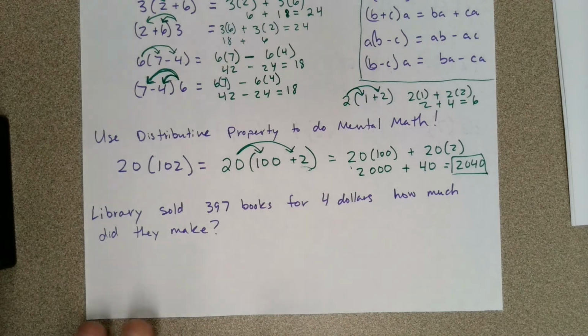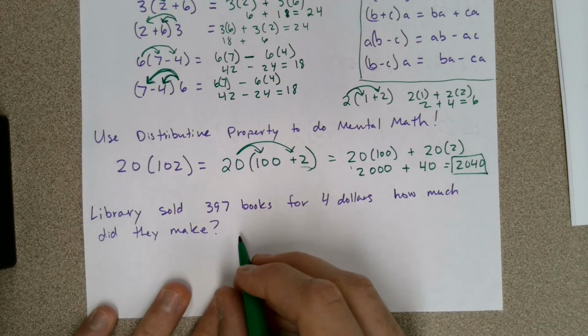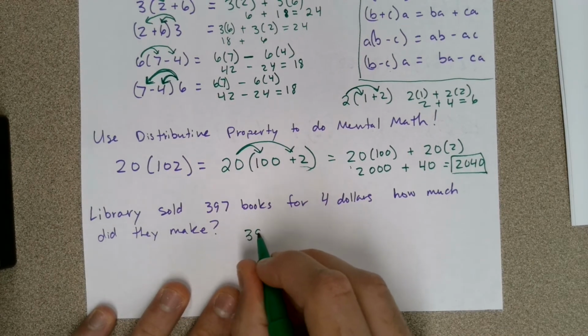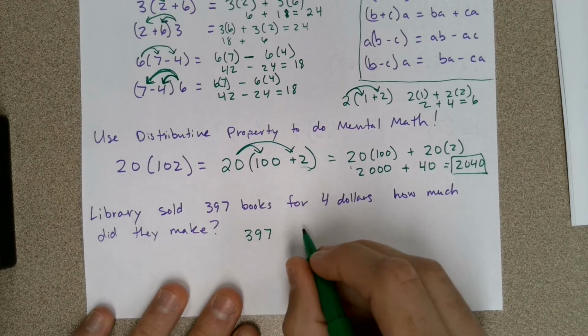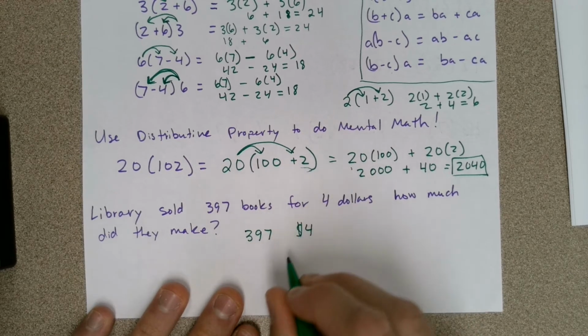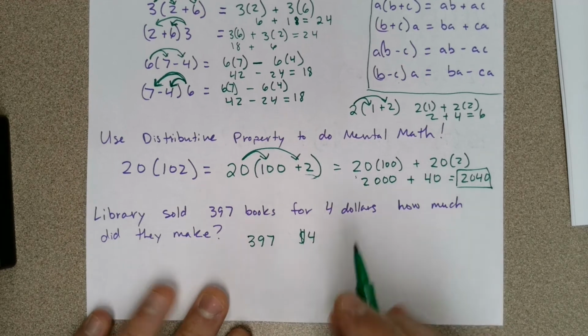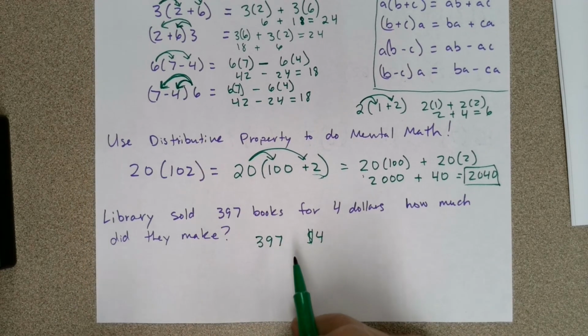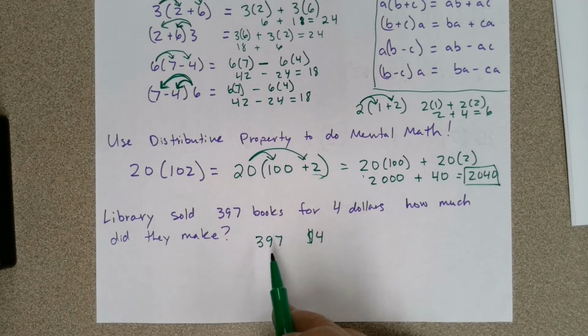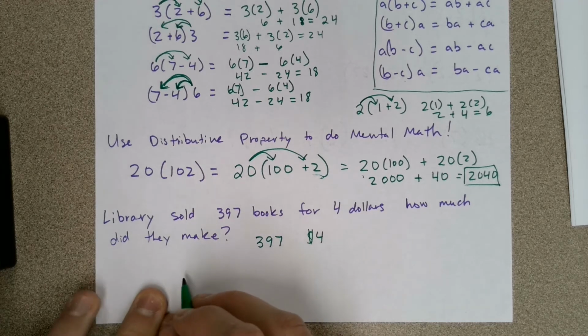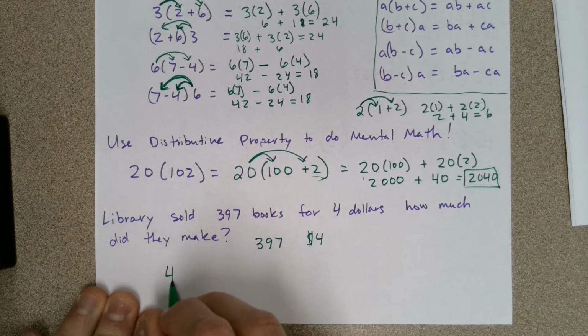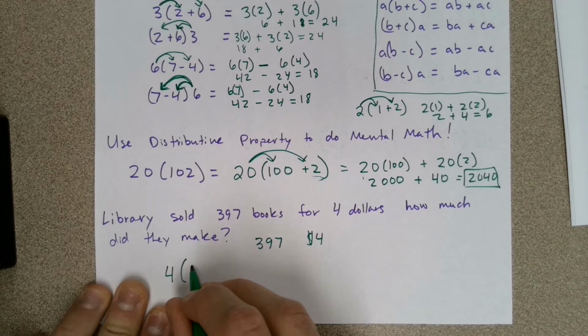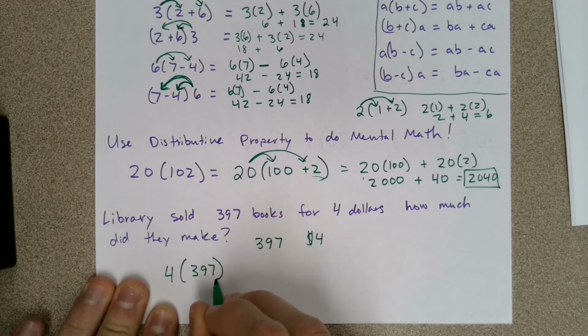We're going to do one more example here. We've got 397 books for $4 a piece. The library sold them. How much did they make? I know this number is very close to something that'll be a little easier. So I'm thinking, how much do they make? They're making $4 times every 397 books they sold.